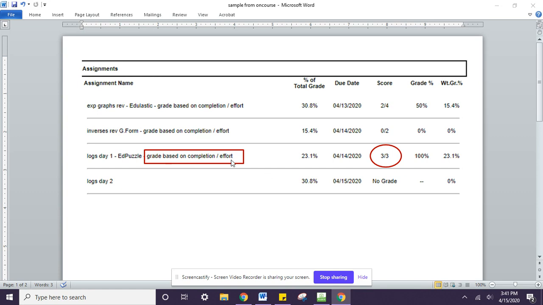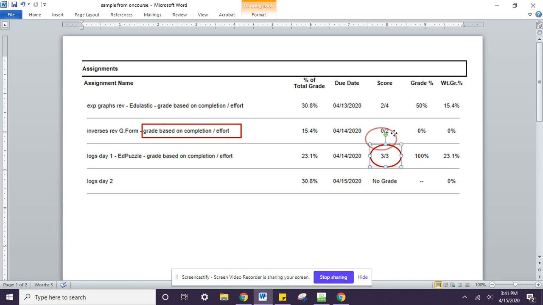So when you look at your grades on those types of assignments, if you see full credit, like a 3 out of 3, 2 out of 2, 4 out of 4, that means you're all set. I checked it, I marked you present, and you're good to go. If when you look at something that's graded based on completion or effort and you see a 0, what that indicates is that I did not receive that assignment from you.